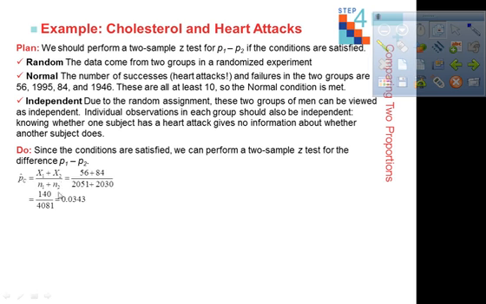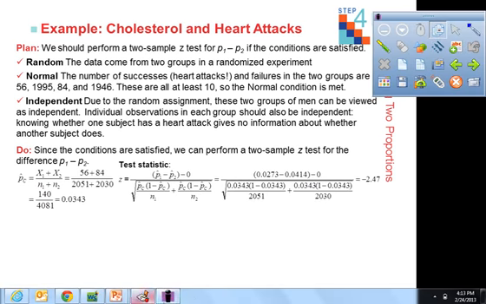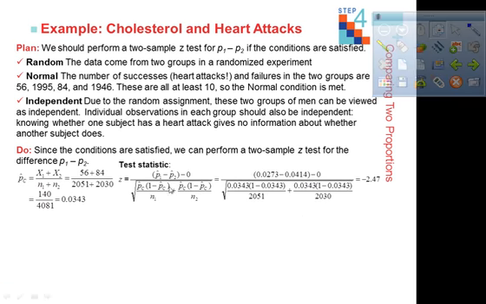Since the conditions are satisfied, we can go ahead and perform this. Again, the very first thing they do is find our pooled value because our assumption was that P1 was equal to P2. When we do P1 equal to P2, we have to get this pooled proportion for our data. So they write out the right formula, they plug everything in. Remember that this is always going to be 0 and that you have the 2 there. They plug it in and they get this Z statistic of negative 2.47.